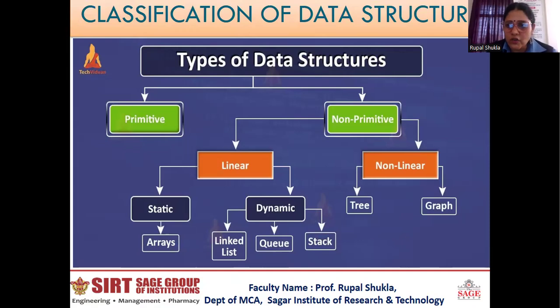Classification of data structures. There are two types of data structure. First one is primitive and the other one is non-primitive. Non-primitive is also divided into two parts: linear and non-linear. Linear is also divided into two parts. First is static and the other one is dynamic. Array is part of the static. Linked list, queues and stacks are part of the dynamic. And there are two types of non-linear data structure, which are tree and graph.